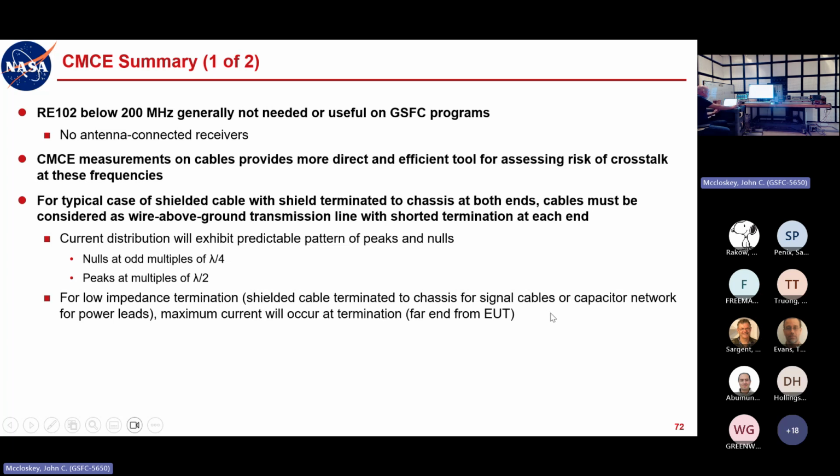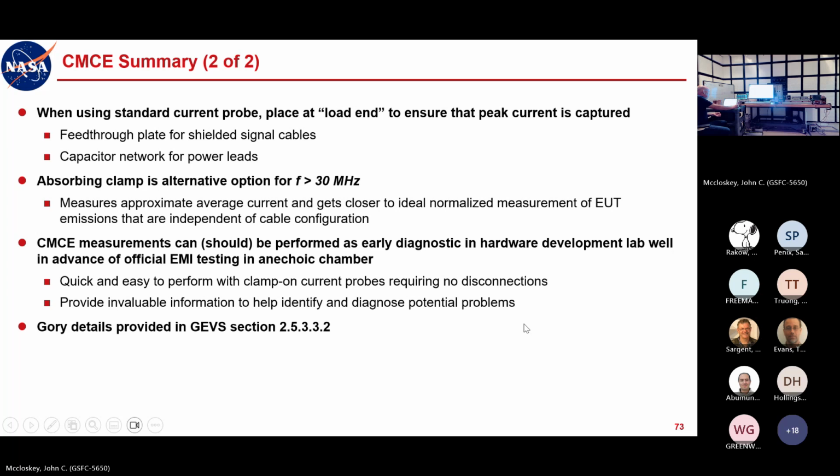terminated to chassis for signal cables, or terminated at the capacitor network for power leads, the maximum current will occur at the termination, the far end from the EUT. So when using a standard current probe, place it at the load end to ensure that the peak current is captured. That's at the feed through plate for shielded cables, capacitor network for power leads.